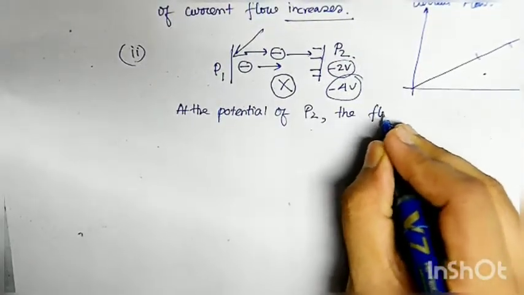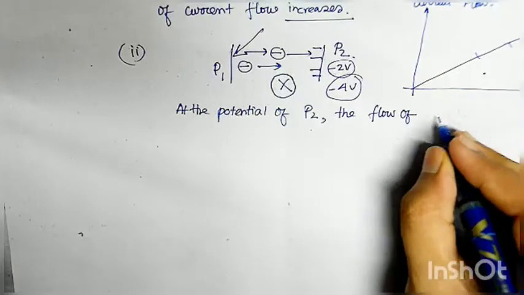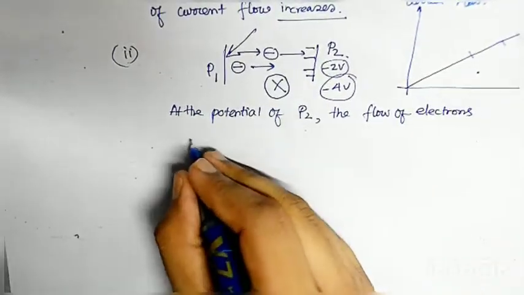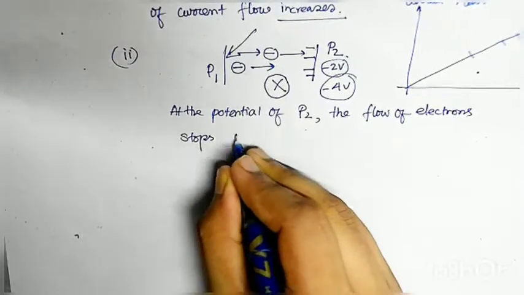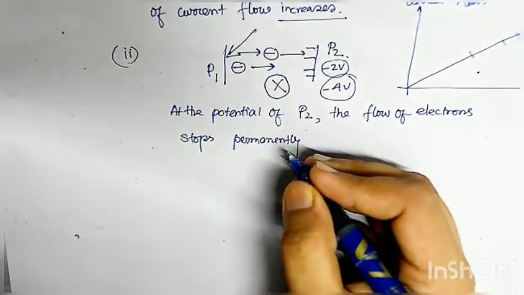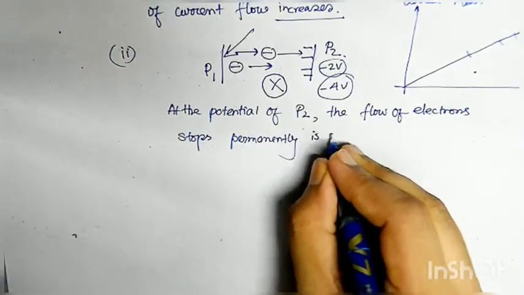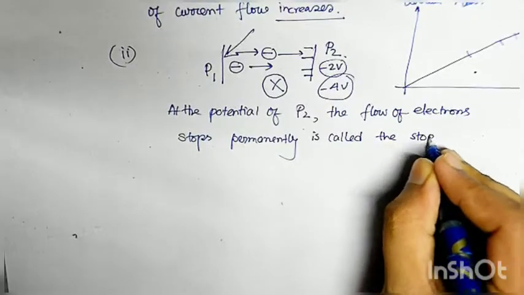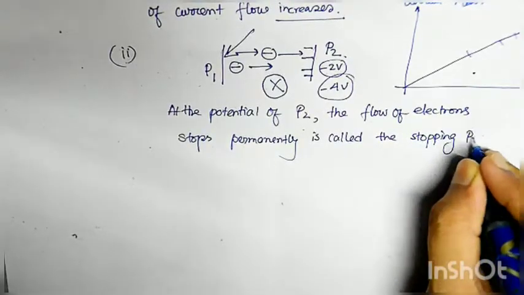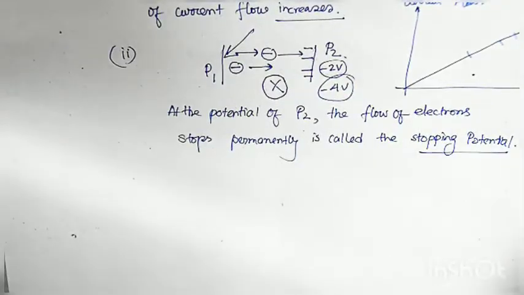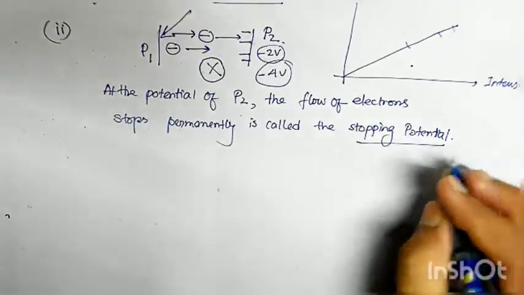the flow of electrons stops permanently. Is called the stopping potential. It is also known as cutoff potential.